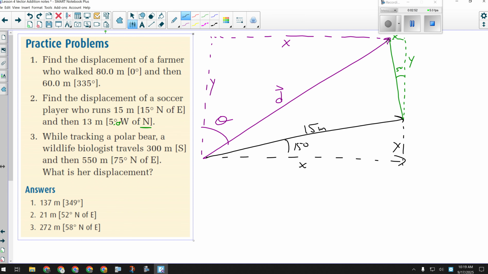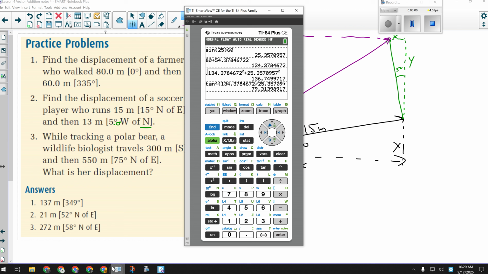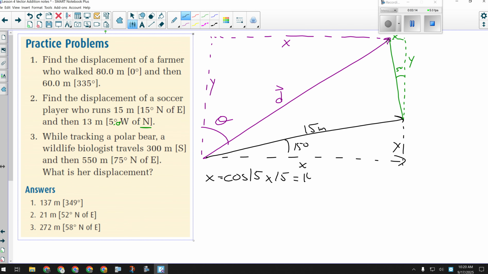We'll start with the black triangle. Our x component for the black triangle is adjacent. It's touching the 15-degree angle, so that means we'll use cos. We'll go cos of 15 degrees times 15 meters, and we'll get that side. Cos of 15 times 15 is going to give us 14.489 meters, and that is east.